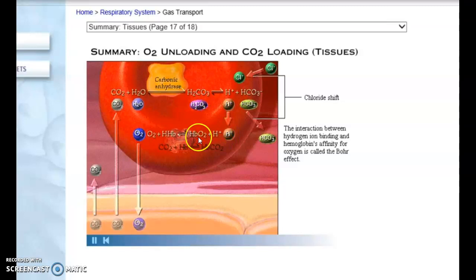Okay, now notice that the oxyhemoglobin, once it gives up its oxygen, now this proton that came from the carbonic acid has a place to go. So now this proton will join with that hemoglobin and form reduced hemoglobin once the oxygen's given up. And we call that interaction between the hydrogen ion binding to the hemoglobin after the oxygen's given up the Bohr effect, and that occurs at the tissues.